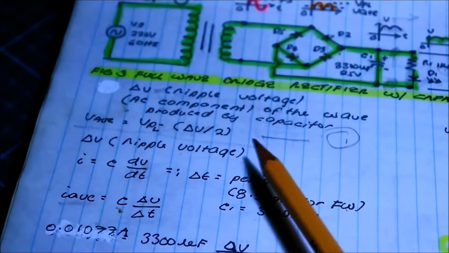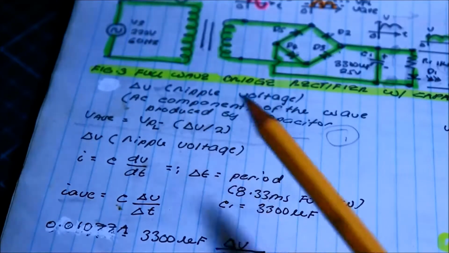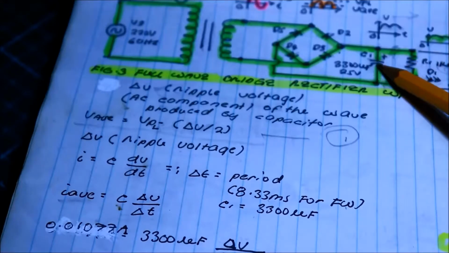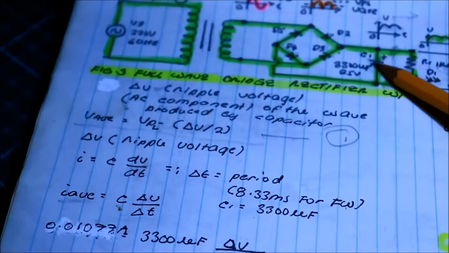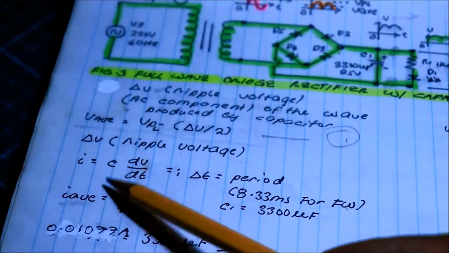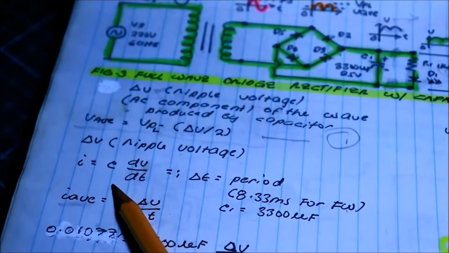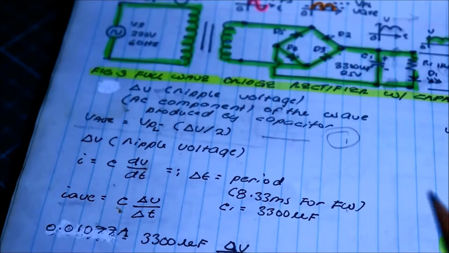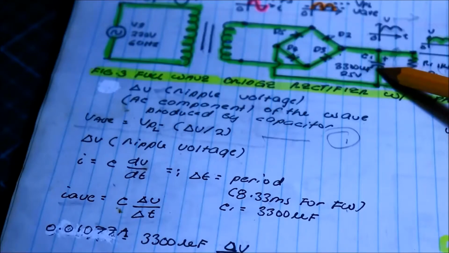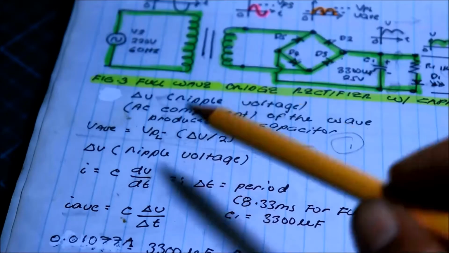Where can we get the ripple voltage formula? We can get that from the current in the capacitor. There is a current formula for the capacitor. See this? What is the current in the capacitor? We have a formula for that.